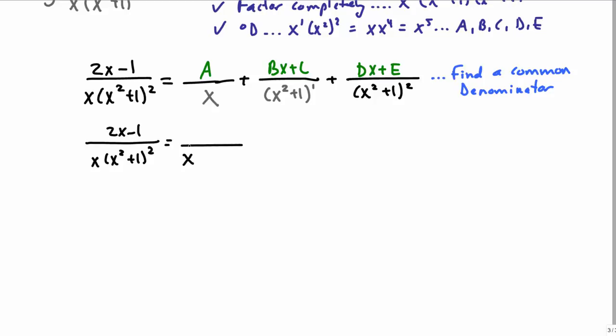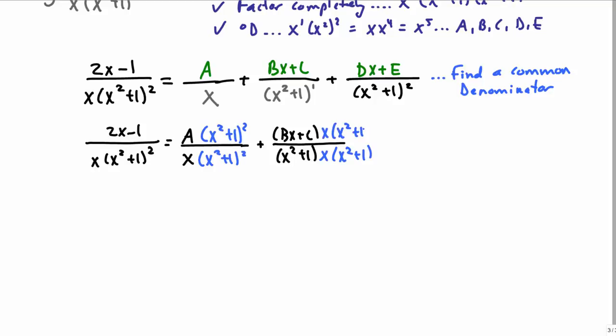So I need x times the quantity x squared plus 1 to the second power. So if you notice on this first one, I'm missing x squared plus 1 to the second, top and bottom. I'm trying to find that common denominator. Okay, my next one, I have a bx plus c here, and an x squared plus 1 that I already have in the denominator. So here I'm missing x times x squared plus 1 to get that common denominator.